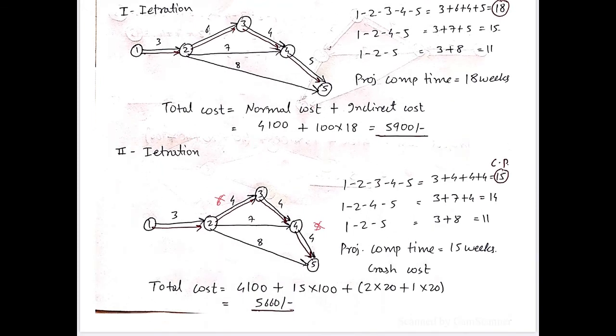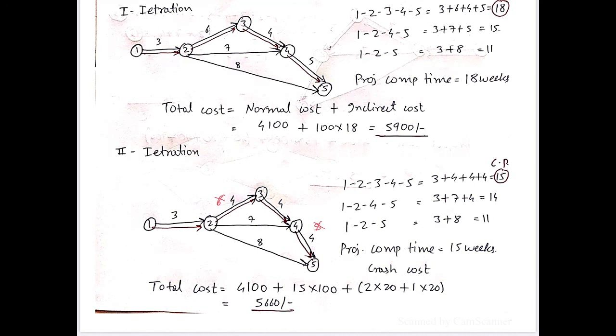Same for 4-5. Normal time is 5 and crash time is 4. So we have 1 week. So we are crashing activity 2-3 by 2 weeks and 4-5 by 1 week simultaneously. After doing so, let us check whether the critical path is maintained or not.